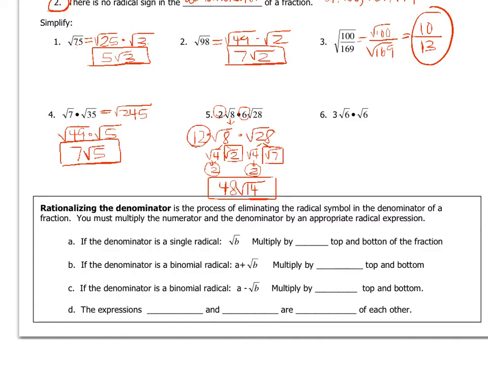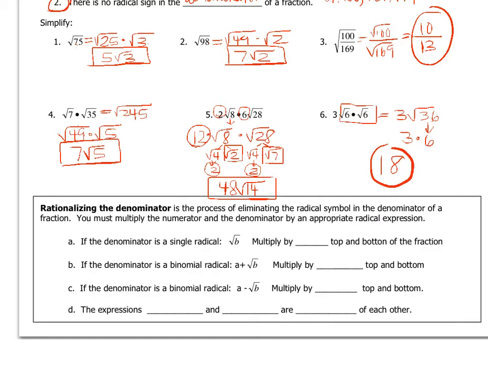Okay? Now let me do the last one. The square root of 6 cannot be broken down. So since I can't break it down, I'm going to multiply these two to get 3 times the square root of 36, since 6 times 6 is 36. Okay? Then, I know that the square root of 36 is 6, so 3 times 6 equals 18.